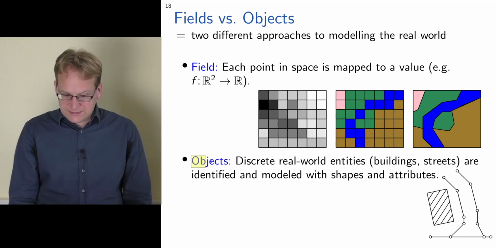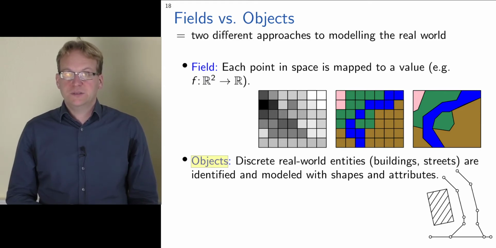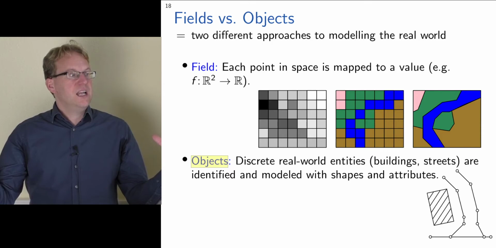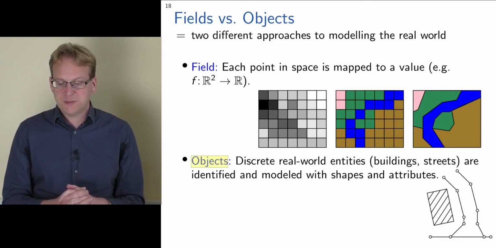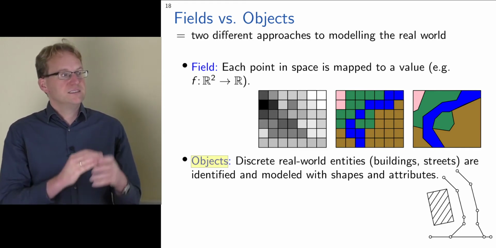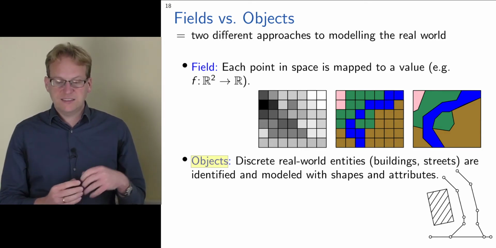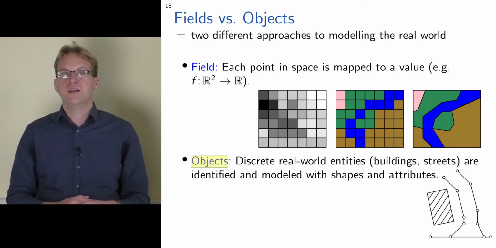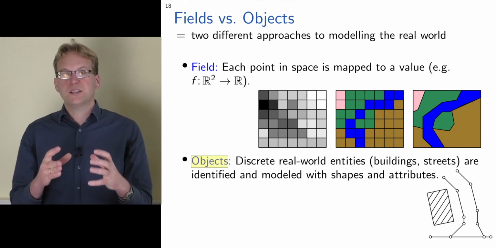So, and then there is this different concept, namely the object-based view. I don't start with the space and define a value in every point of our space, but rather, if I look out of the window, I start to separate objects from each other. I see, okay, outside there's a building and a road and a second building and so on. And these real-world entities, that is what I'm modeling.